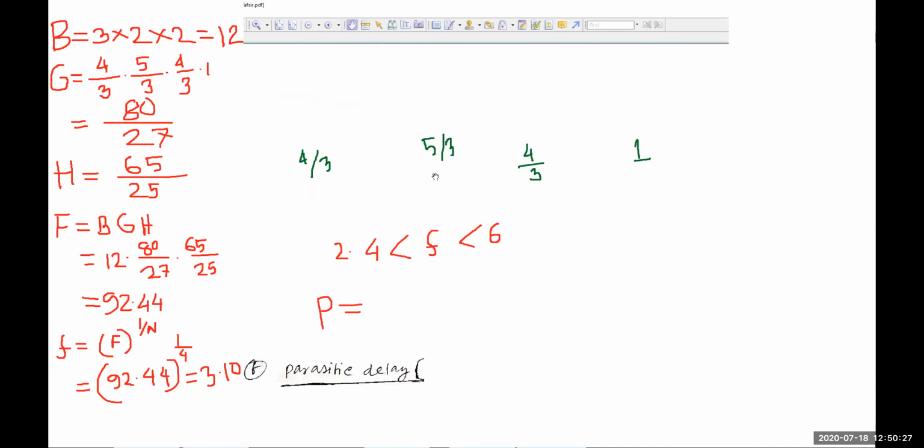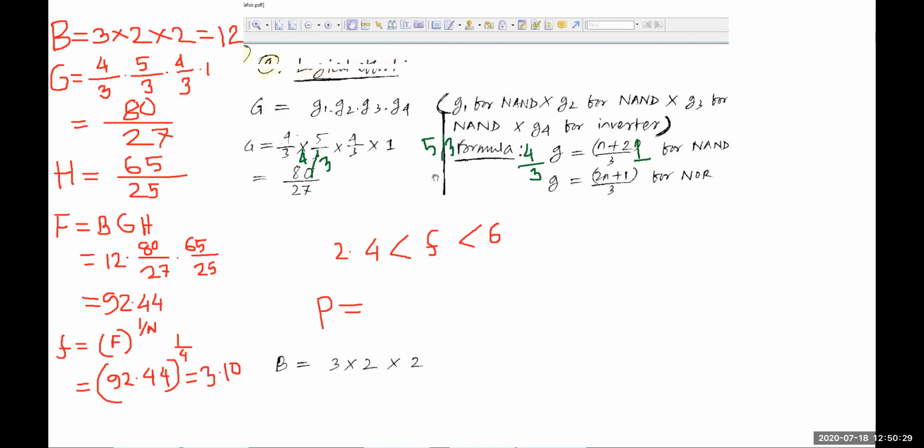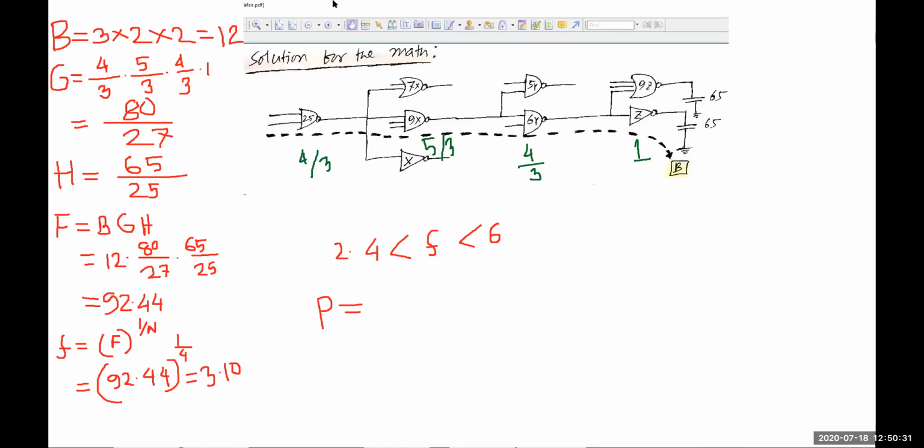So let's go to our circuit and find the parasitic delay. For this one, the parasitic delay is 1, so I'm going to write 1. Here the input is 2, so I'm going to write 2. Here the input is 3, so I'm going to write 3. Here is 2, I'm going to write 2. So your delay is how much? Maybe 5, 6, 8.